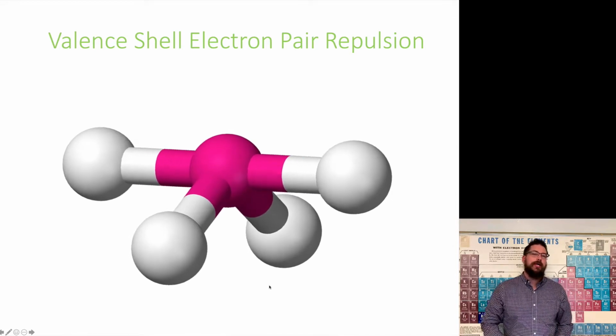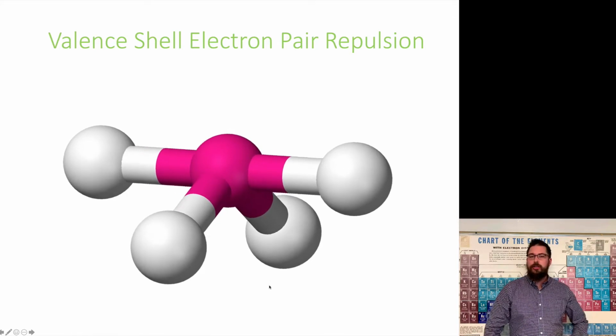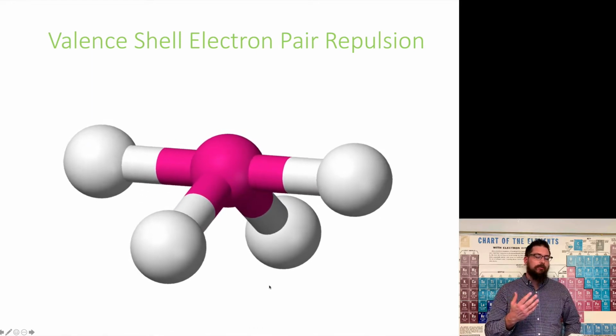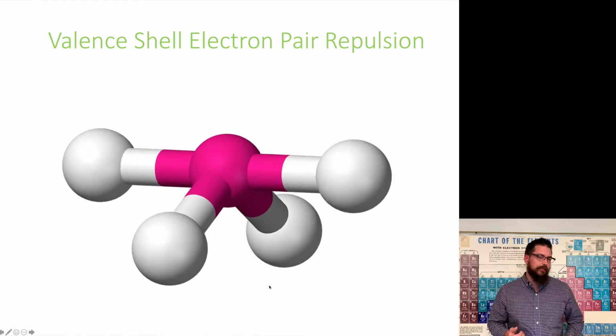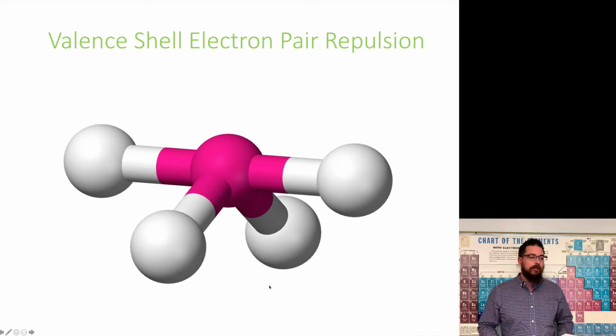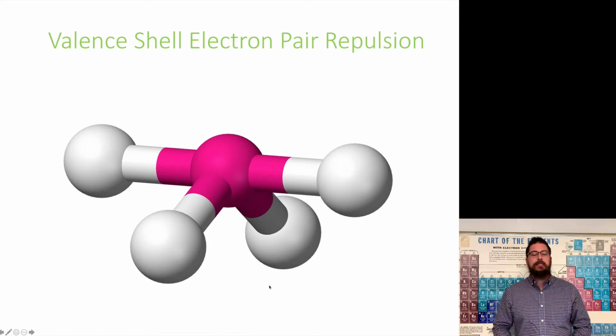All right, let's go ahead and talk about valence shell electron pair repulsion, which we call VSEPR for short. And essentially, what that is, it tells us the geometry that different molecules make.